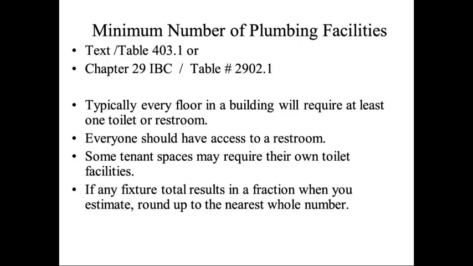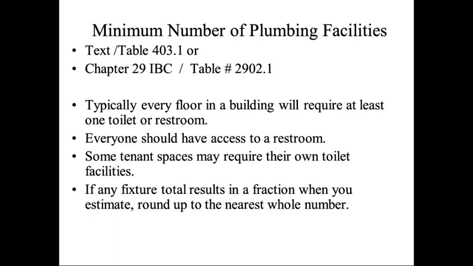Going back and looking at the text in Table 403 in your textbook, or in Chapter 29, Table 2902.1, shows you the plumbing table to determine how many fixtures we have to have. Typically, every floor in a building will require at least one toilet or restroom. Everyone should have access to a restroom. Some tenant spaces may require their own toilet facility. And if any fixture total results in a fraction, you always round up to the nearest whole number.